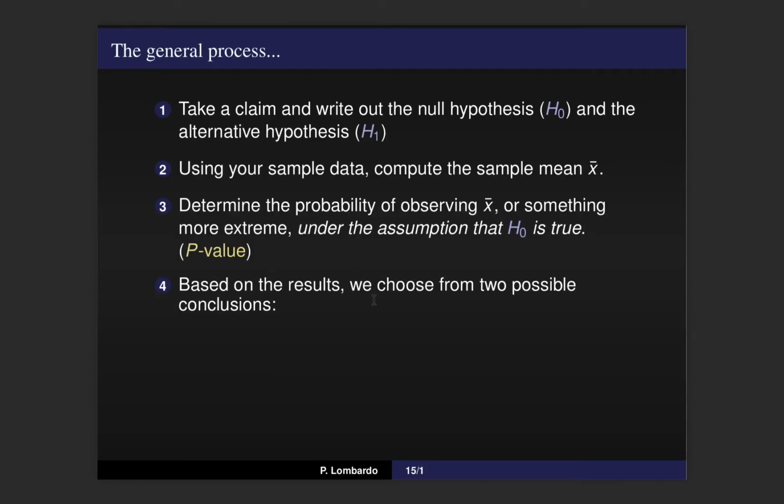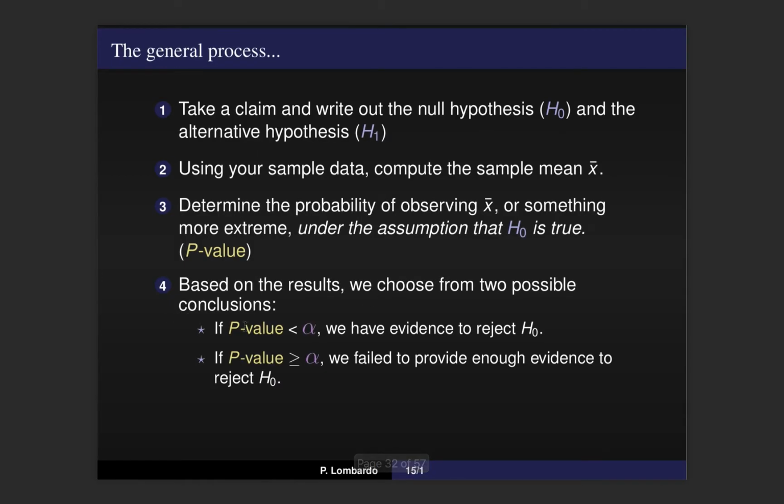Based on the results, we're going to choose from two possible conclusions. If our p-value is less than our significance level, p-value less than alpha, this essentially means it's very, very unlikely, beyond a reasonable doubt unlikely, to get a sample mean like ours with the null hypothesis being true. So our conclusion is that we're going to reject our null hypothesis. We have evidence to reject the null hypothesis.